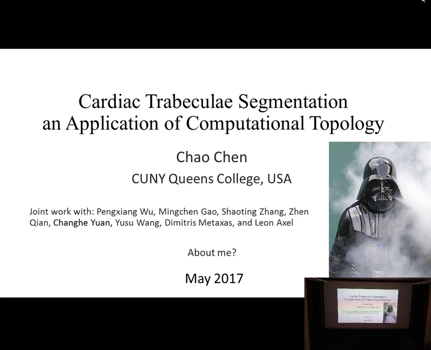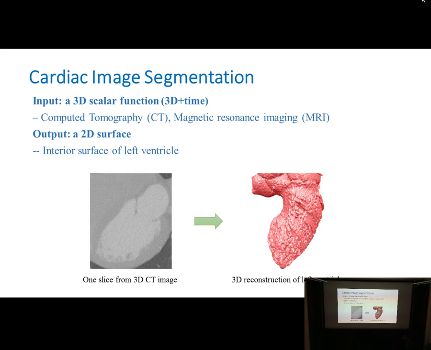Today I would like to introduce one particular application, which to me is a very convincing example of how persistent homology, in particular something more than just zero-dimensional persistent homology, can help us in practice. Our particular problem is cardiac image segmentation. The input is a 3D scalar function, which is the image of the human heart.